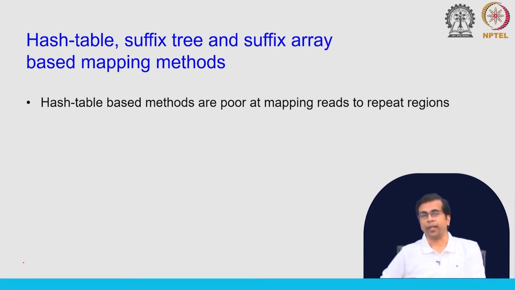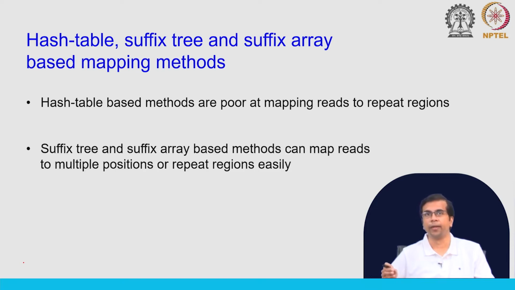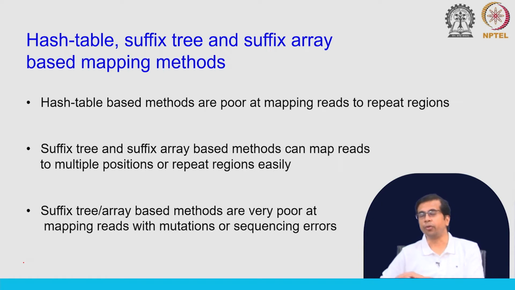What we have also seen is that hash table based methods are poor at mapping reads to repeat regions. It will take more time because you have to do chain extension or alignment for multiple positions, and that increases time. On the other hand, suffix tree and suffix array based methods can map reads to repeat regions very quickly because of the data structure, but these are very poor at mapping reads with mutations or sequencing errors, because they will not be able to find matches in the data structure.